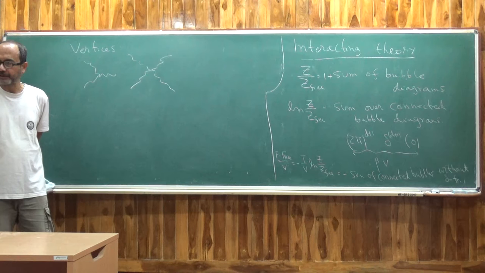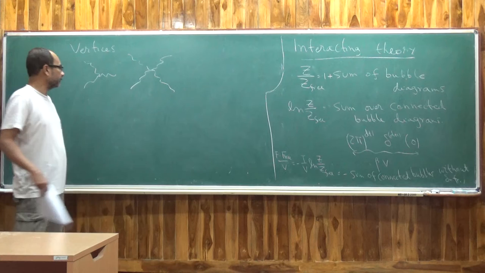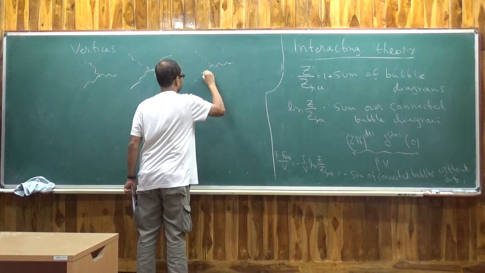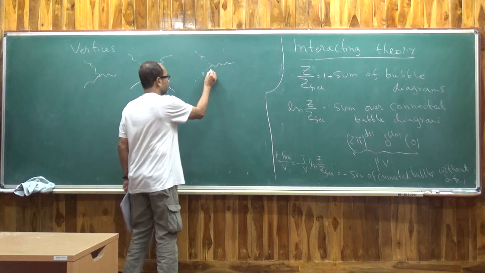Yes. C bar del mu A mu C. Yeah, that kind. So basically it's a vertex which involves one ghost, one anti-ghost, and one gauge field. So it's something like this. And the notation that you had used was that this is C, this is C bar, and this is the gauge field, right?